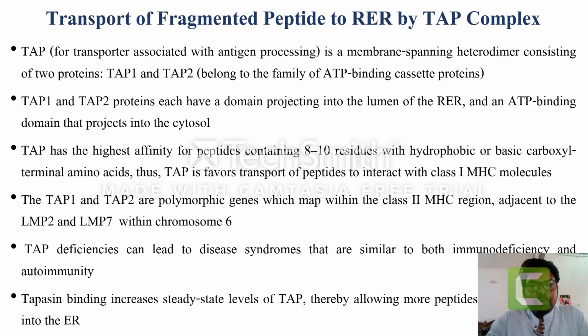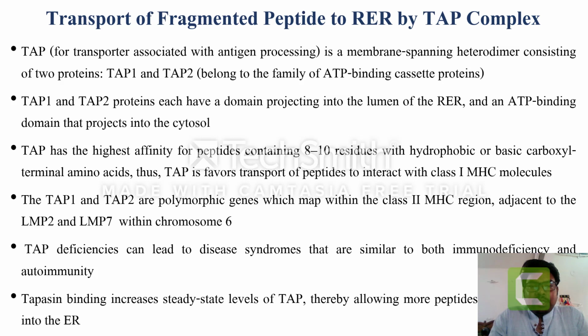Now, next is the transportation of peptide fragments generated by immunoproteasomes to the lumen of the rough endoplasmic reticulum. Why do the peptide fragments so generated need to be transported into the lumen of the rough endoplasmic reticulum? The answer lies in the fact that the antigenic peptide fragments are generated within the cytosol, whereas the processing of MHC molecules, especially class 1 MHC molecules, is within the lumen of the rough endoplasmic reticulum.